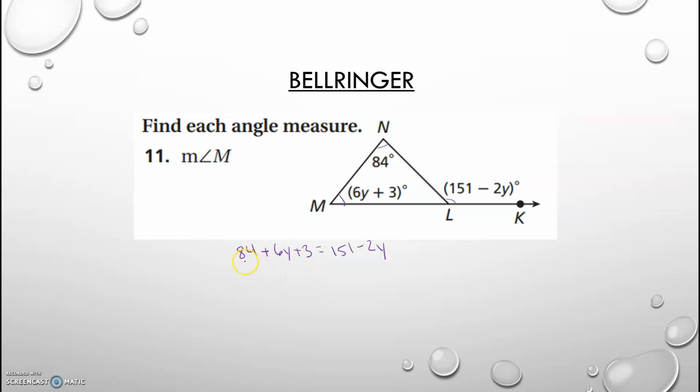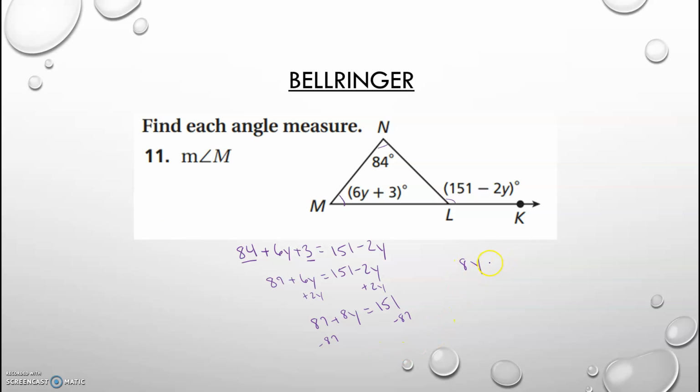So let's do some combining like terms here. I got 84 plus 3 gets me 87 plus 6y, still equals 151 minus 2y. I'm going to go ahead and add 2y to both sides. So I've got 87 plus 8y equals 151. Then I'm going to subtract 87 from both sides. So I've got 8y.